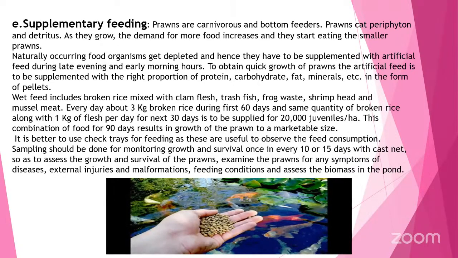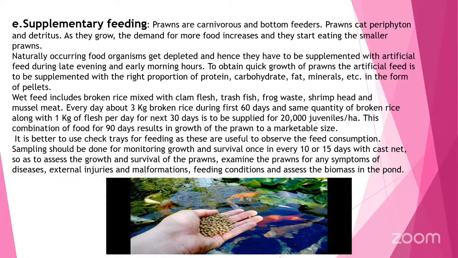Next, supplementary feeding. Prawns are carnivorous and bottom feeders. Prawns feed on periphyton and detritus. As they grow, the demand for more food increases and they start eating the smaller prawns.